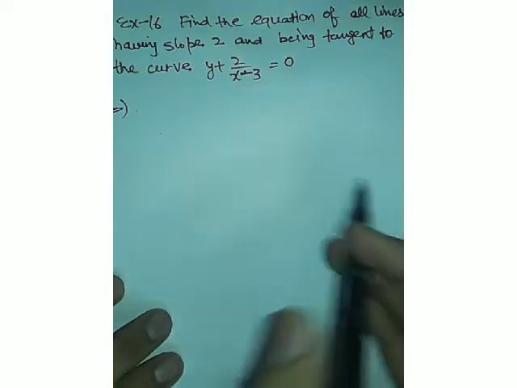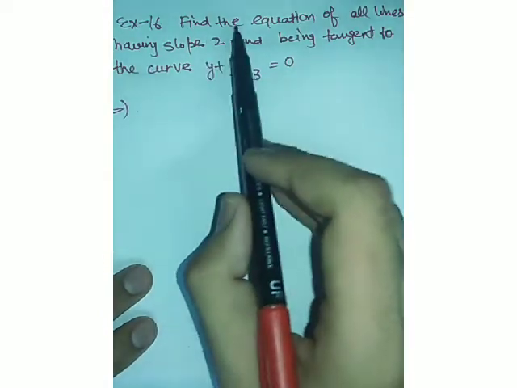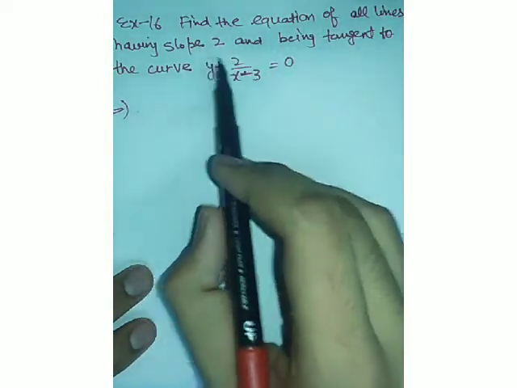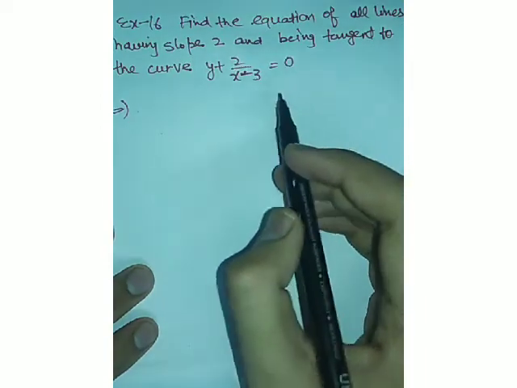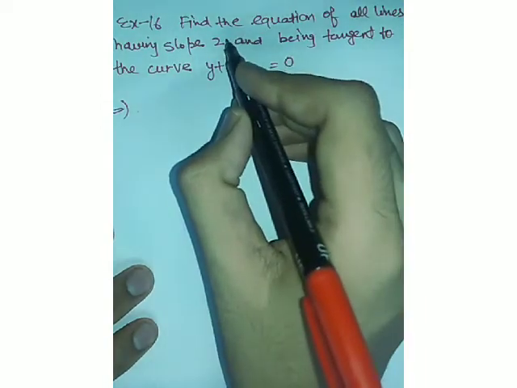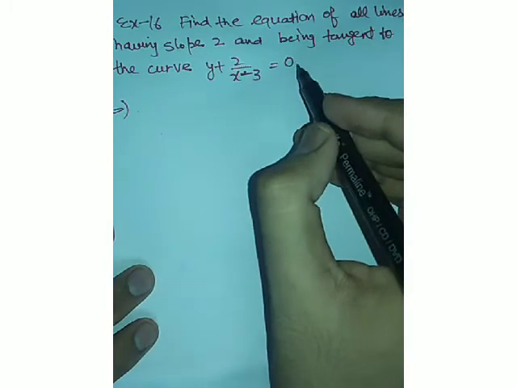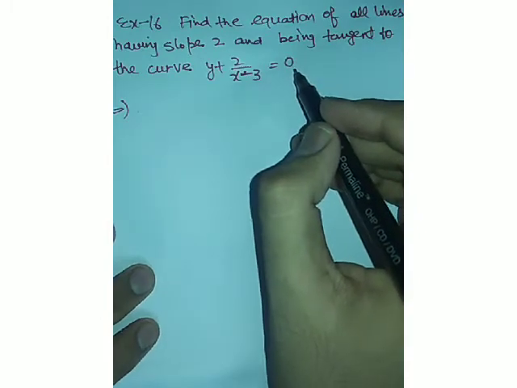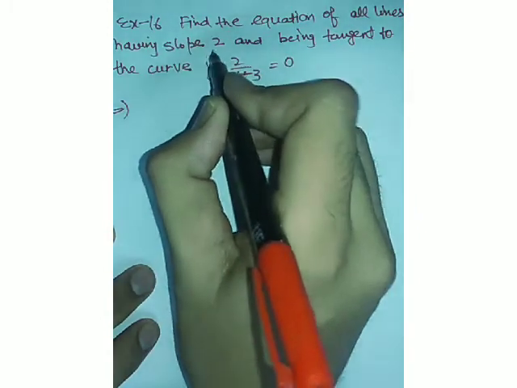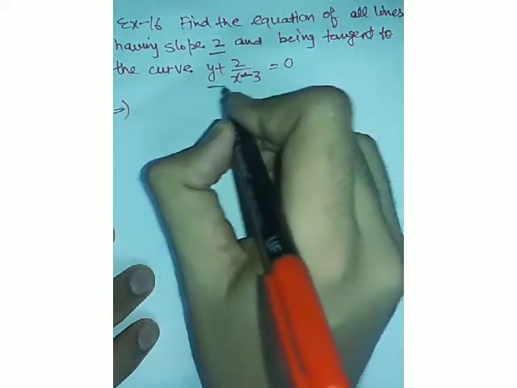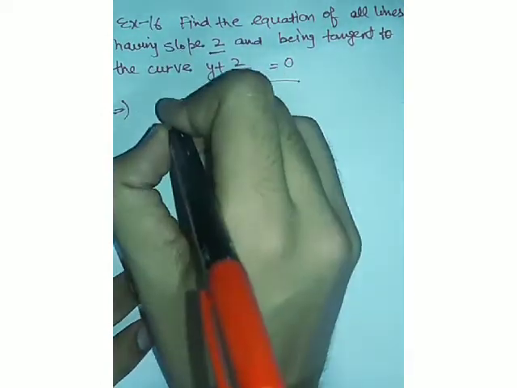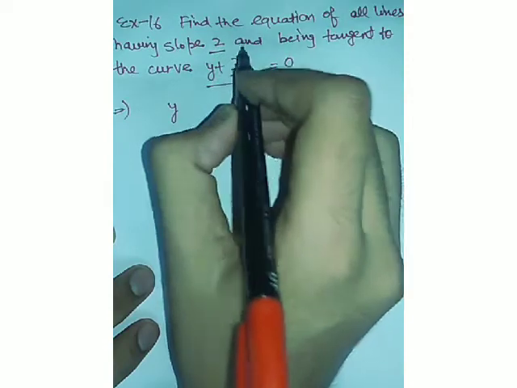This is our next example. In this, we again have to find the equation of all lines. In the previous example, we found the points only. So we just have to make the point satisfy the equation of tangents that we discussed at the beginning of this video. So slope is given as 2 and the curve is this. Firstly, we have to find the slope and equate it to 2.